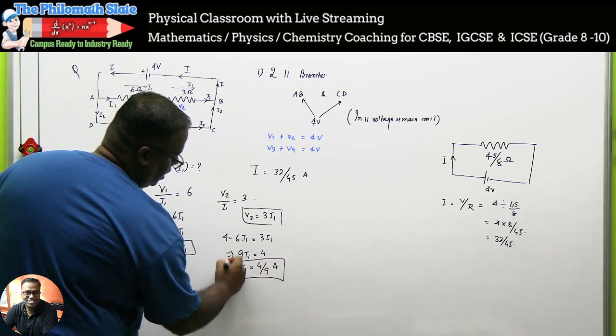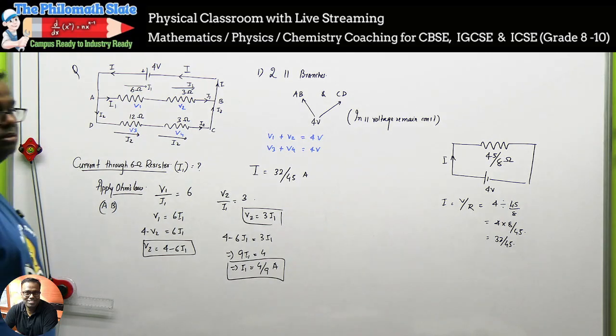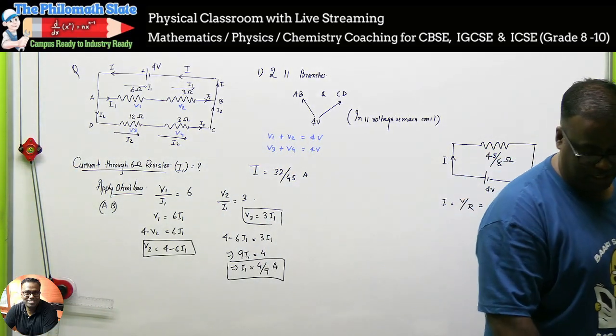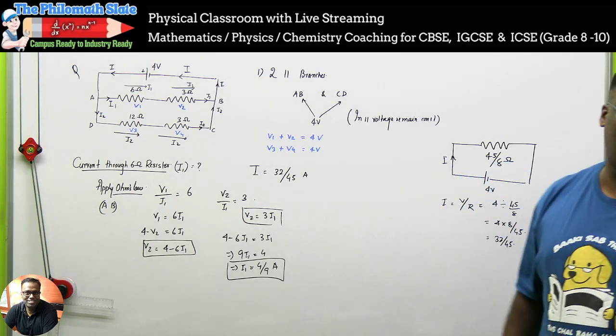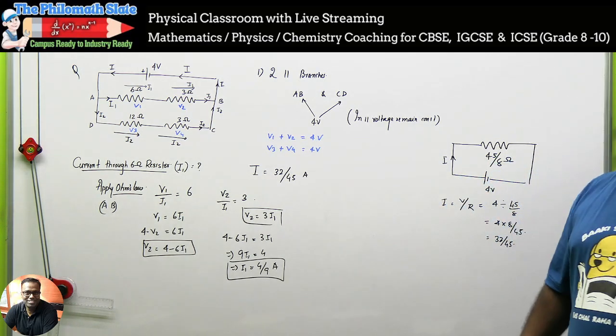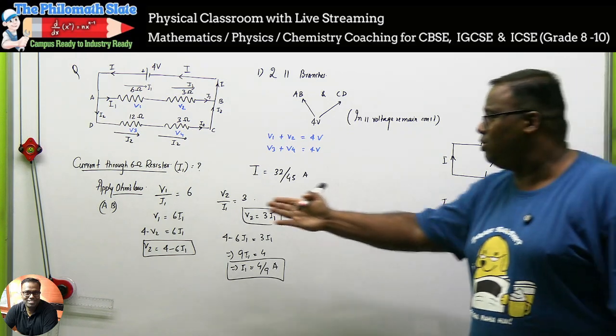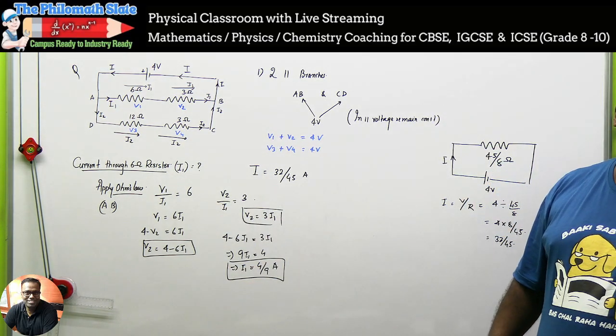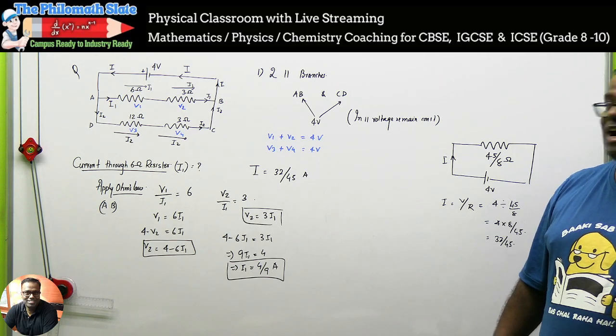One answer is out. This is what was asked, what is the current? Once one comes out, everything else will follow. 4 by 9, which is 0.44 ampere, is correct. It is not tough. It is about just solving 3-4 simultaneous equations. What is tough, tell me?